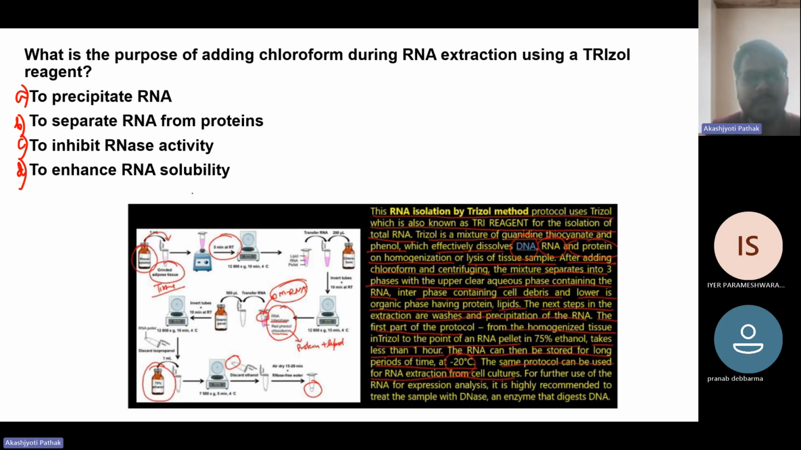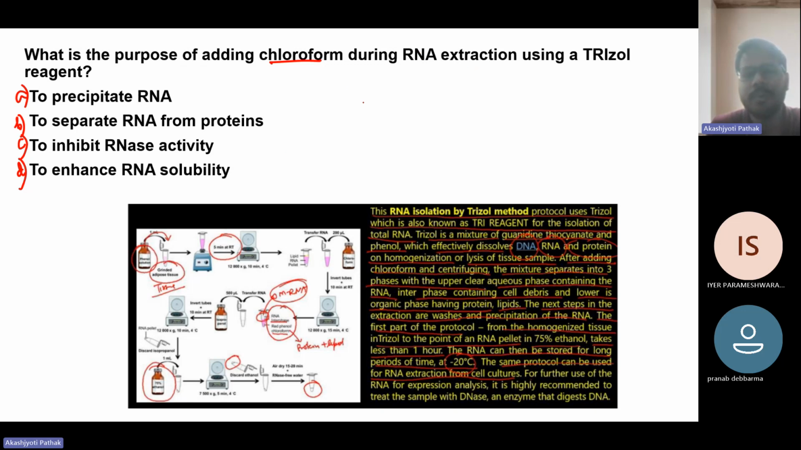I have directly taken this from the lecture slides. What is the purpose of adding chloroform during RNA extraction using a Trizol reagent? Basically, once you have lysed the cells with your Trizol reagent, the lysate that you obtain will have all three different biomolecules. It will have DNA, protein, and RNA.